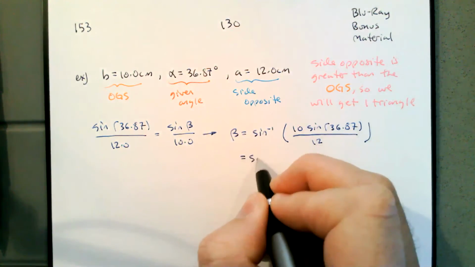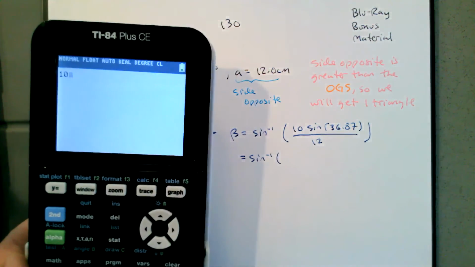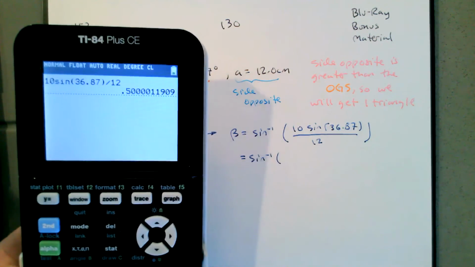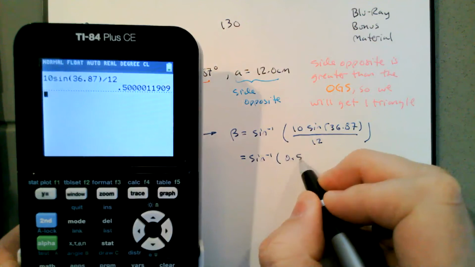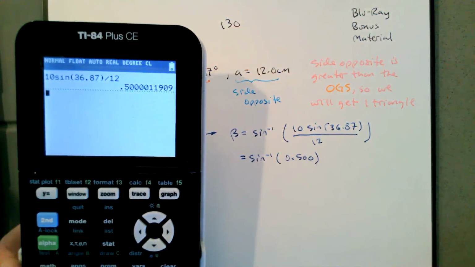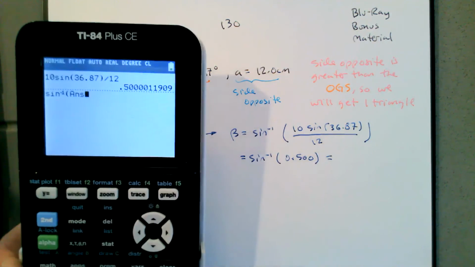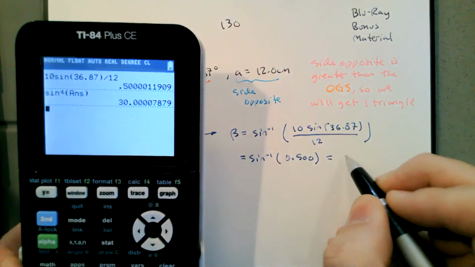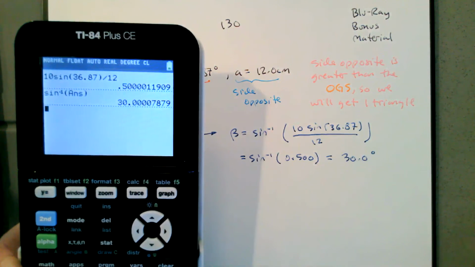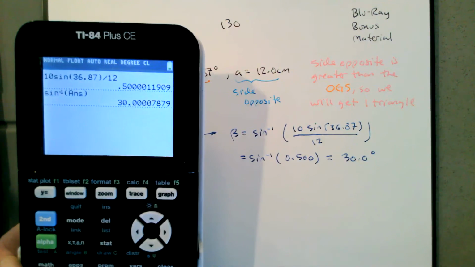So we're finding the sine inverse of, let's find that fraction. So 10 sine 36.87 divided by 12 is 0.5. And we know that there are two angles with a sine of 0.5. We do a sine inverse. That gets us a 30-degree angle. That's the angle in the first quadrant with a sine of 0.5.